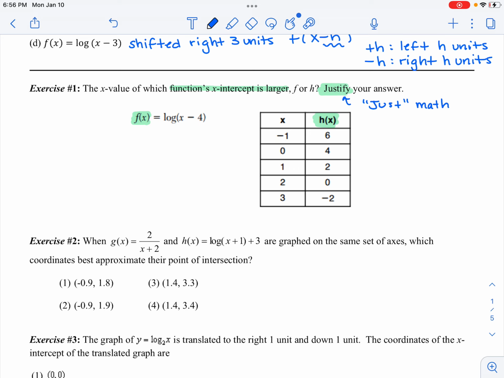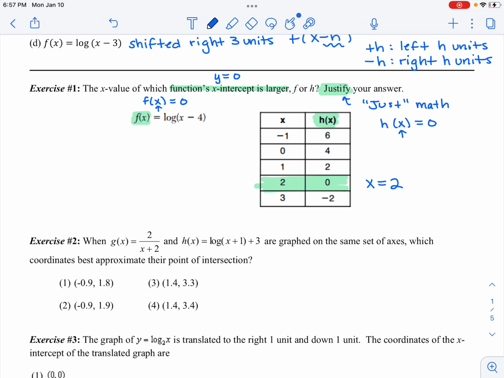Let's also review. Okay, so for x-intercept, if we are crossing the x-axis, that means y is equal to 0. So that would mean h of x is equal to 0. We're looking for what that x value is. Same thing here. If f of x is equal to 0, what x value is creating the y to become 0? So in the table, we can just find it. When is h of x equal to 0? I can see it down here when x is equal to 2. So h of x has an x-intercept of 2.